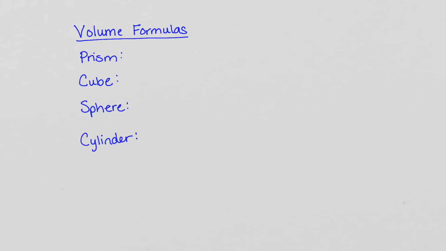Well, we first need to go over our volume formulas. So for a prism, it's length times width times height. For a cube, it's side cubed, which is also length times width times height. They're just all the same. For a sphere, it's 4/3 pi r cubed. And a cylinder is pi r squared times the height.